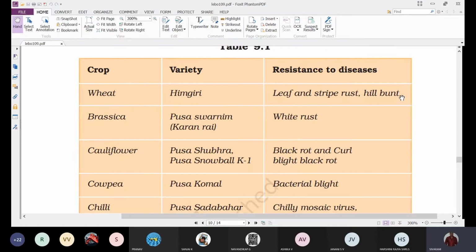Leaf and stripe means the petiole of the leaf and the midrib we call a stripe. A disease called rust is observed there, and we have developed resistance against this disease, and also against hill burnt.